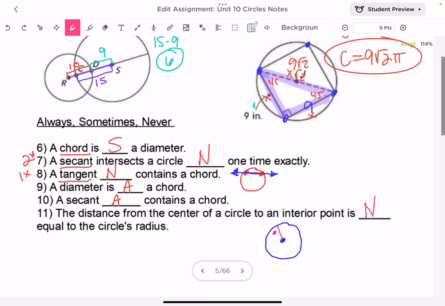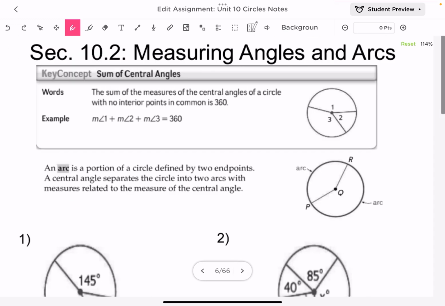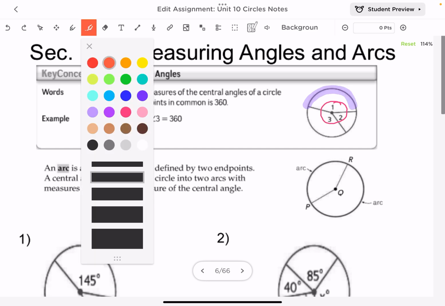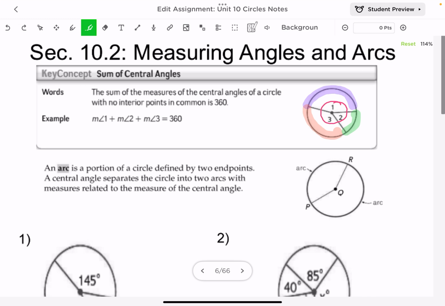All right, so that kind of covers 10.1. Now we're going to start getting into 10.2. This is more geared towards arcs and angles. So this first concept is that the angles inside of a circle all add up to be 360. So the measure of angle 1 plus 2 plus 3 is all going to be equal to 360. But also, what it doesn't say here, but what it also means, is that these 3 arcs that we see are also going to add up to be 360. So the angles add up to be 360 and the arcs add up to be 360.